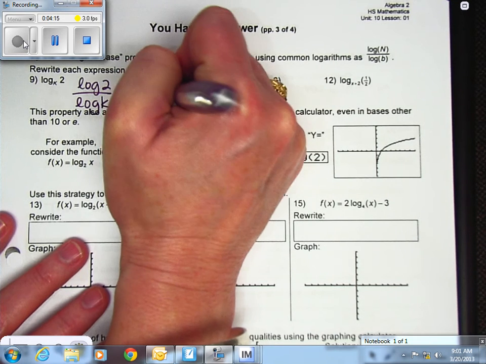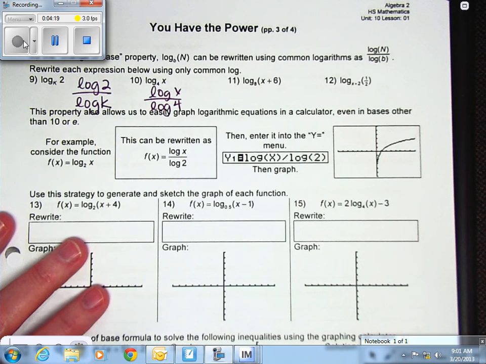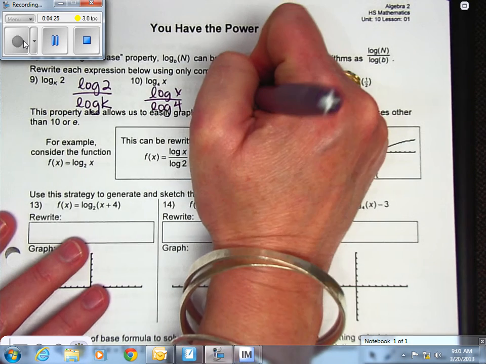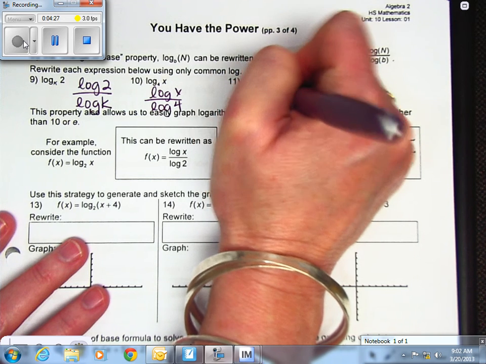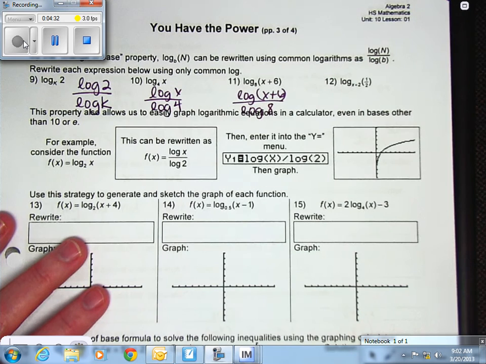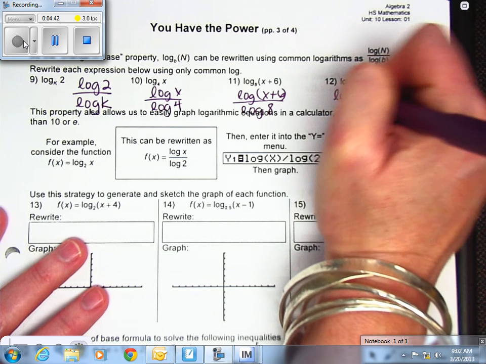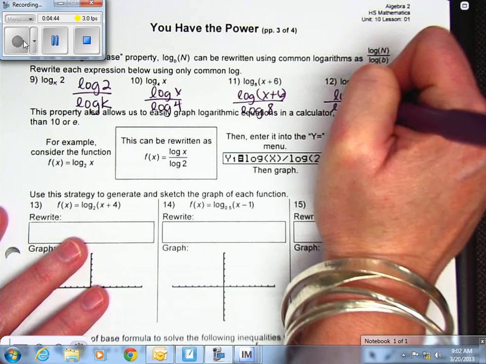Log of x divided by log of 4. If we wanted to write log base 8 of x plus 6, then how could we rewrite that? Log of x plus 6 divided by log of 8. What if you had log base x plus 2 of 1/2? What would I rewrite there? Log of 1/2 divided by log of x plus 2.